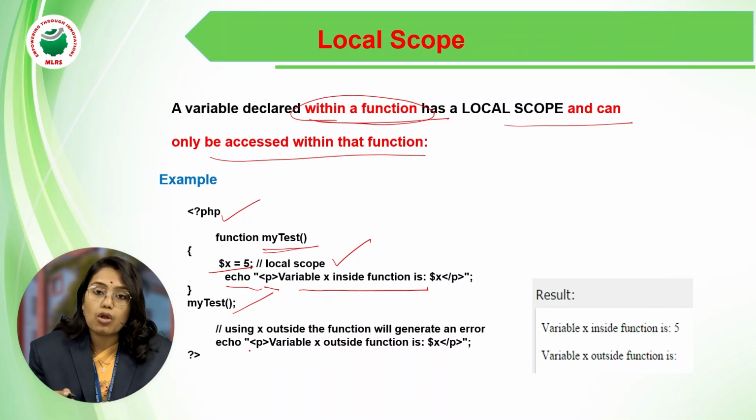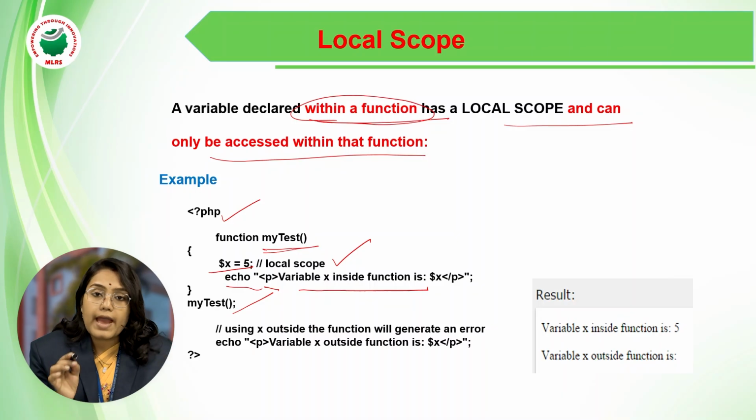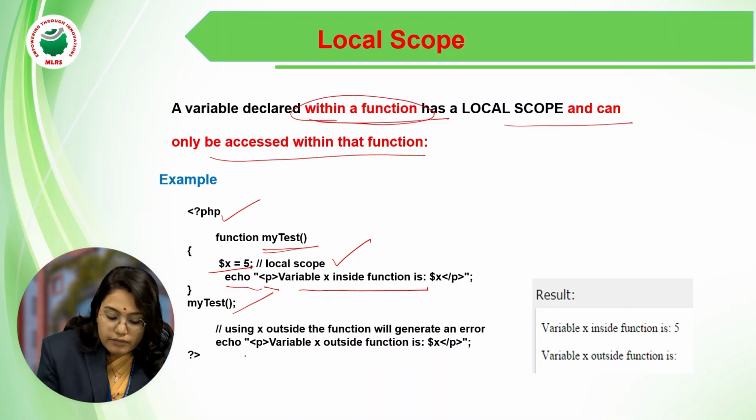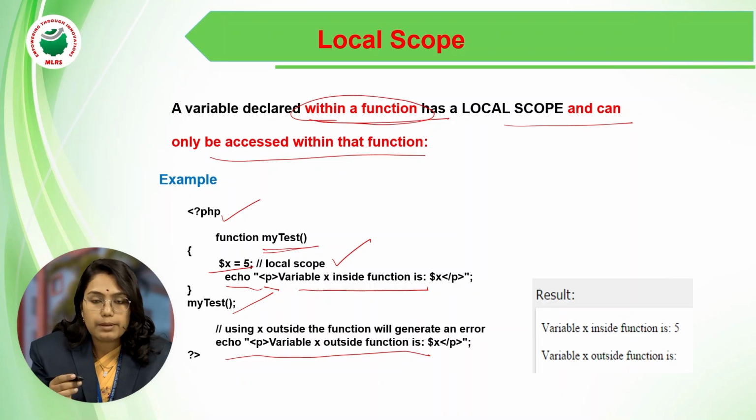After that, we also want to print the value of x outside. Let's see if it gives an error or it will print. If we access the variable outside the function, it will generate an error, because the variable is considered local scope. If we declare the local variable within the function, it will execute. If we try to use it outside the function, it will not execute. It will just give us some error or empty.